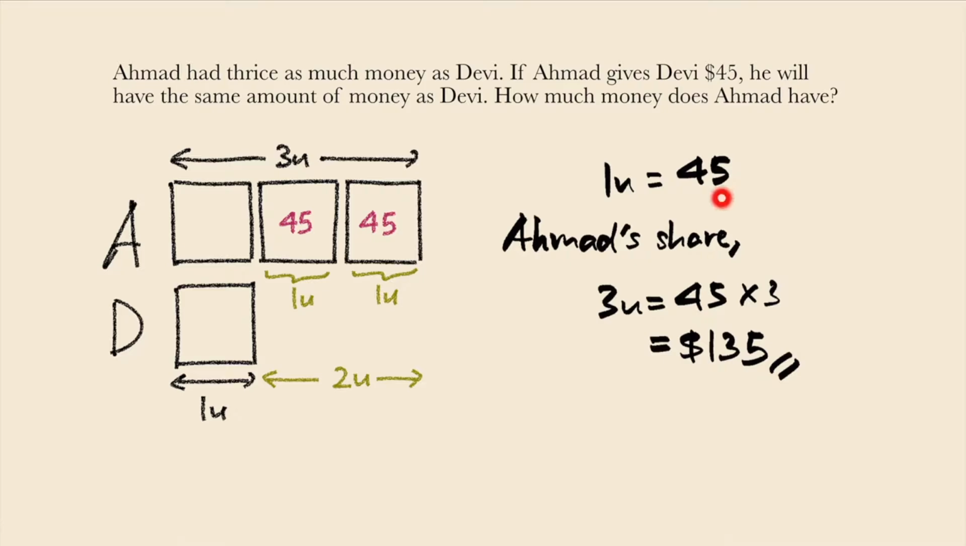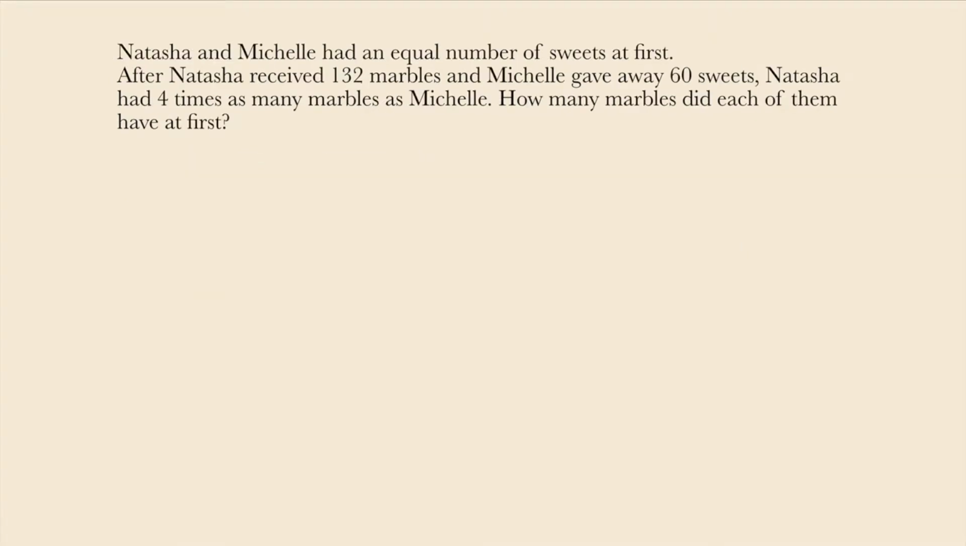With that, we're going to form an equation. The question asks, how much does Ahmad have? So here it's 3 units. So if 1 unit is 45, 3 units is 135.